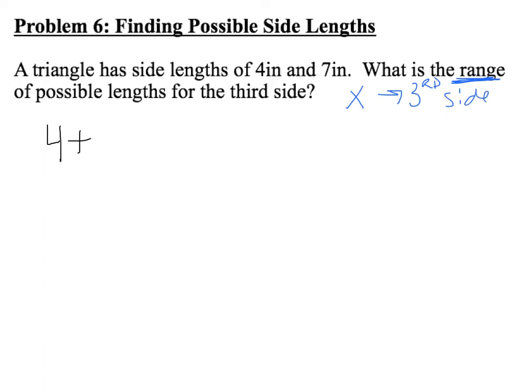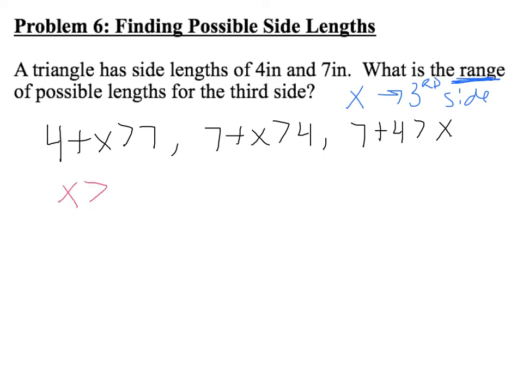I know 4 plus X has to be greater than 7. I also know that 7 plus X has to be greater than 4. And 7 plus 4 has to be greater than X. Now, one of these inequalities will be impossible because it will give me a negative. So let's see what happens. First, I have to subtract 4 from both sides, so X is greater than 3. Second, I subtract 7 from both sides, so X is greater than negative 3. And for the last one, I combine my 7 and 4, so 11 is greater than X.